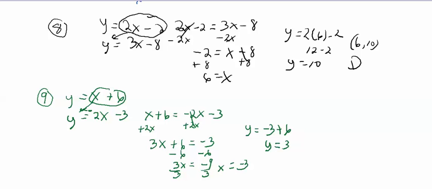And my y is 3, so my ordered pair is negative 3, positive 3. And I look at my answer choices for number 9, and that is letter B.